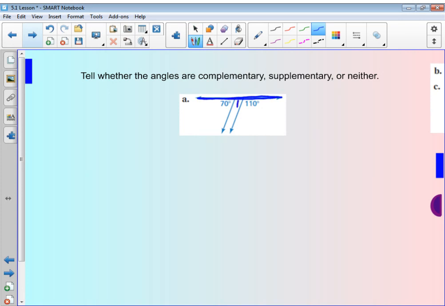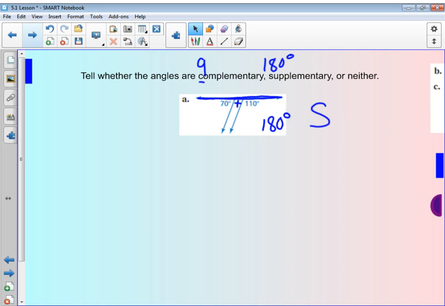So I'm going to add these two together. So if I add them together, 70 plus 110 would give me 180. So which of these names is 180? Well, the C would be a 9, so that's 90. The S creates an 8, so that's my 180-degree measure. It has to equal exactly 90 or exactly 180 degrees to get one of those special names. Otherwise, it would be considered neither. So this one is exactly 180 degrees, so we would call this a set of supplementary angles. Okay, so let's go ahead and try another one.